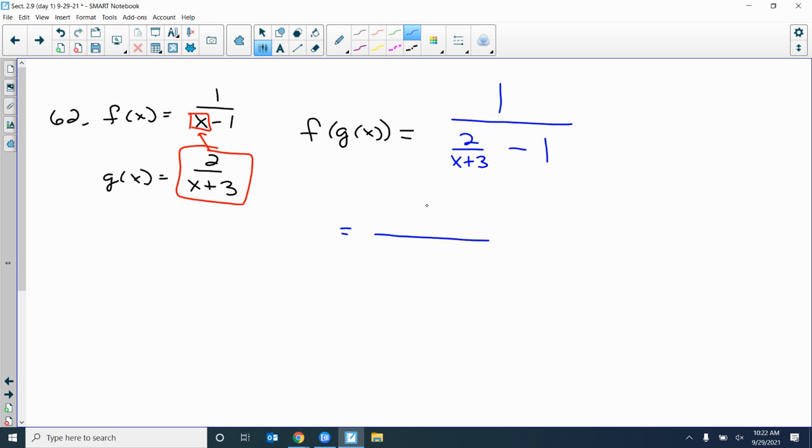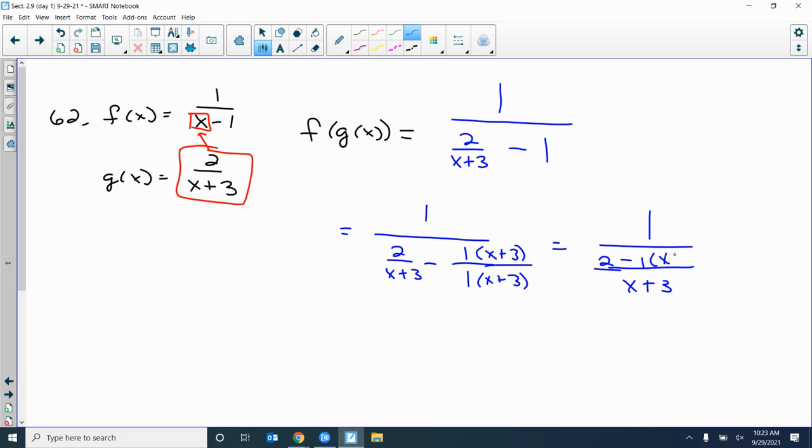Here, this is 1 over 2 over x plus 3 minus 1. You can think of that minus 1 as 1 over 1. But you've got to multiply both the top and bottom of this by x plus 3. And so I still get 1 on top. Let me just make this whole thing over x plus 3. Think of this as 2 minus 1 times x plus 3. You've got to distribute that negative 1. A lot of times people just forget to do it to the 3 as well.